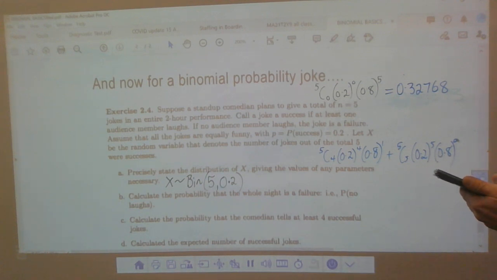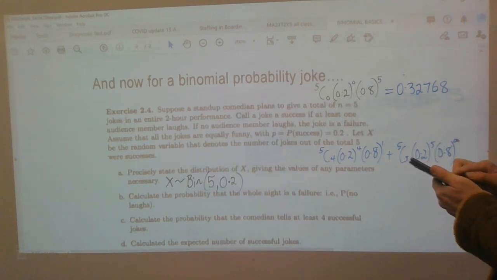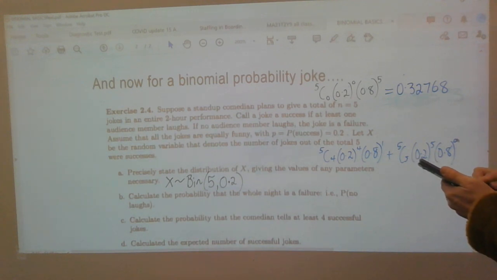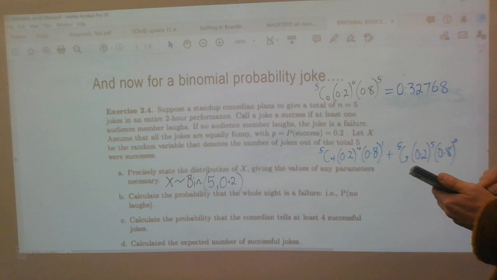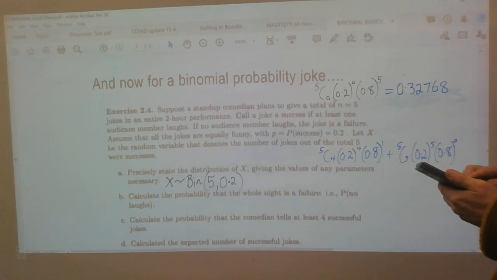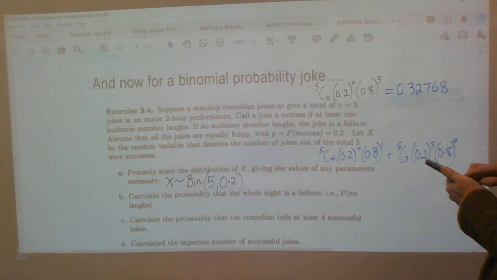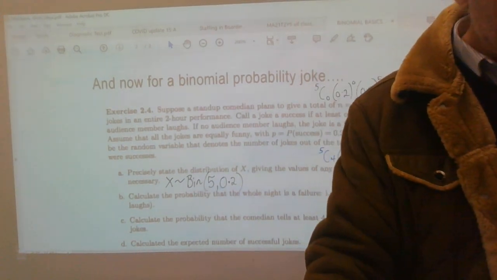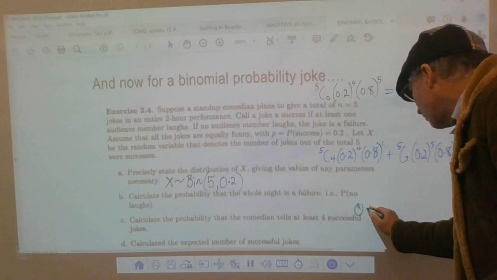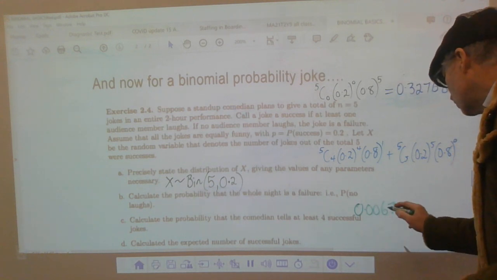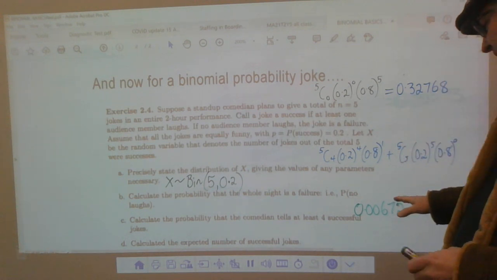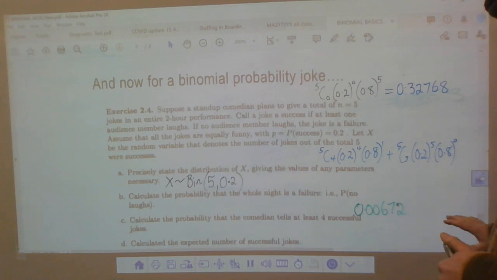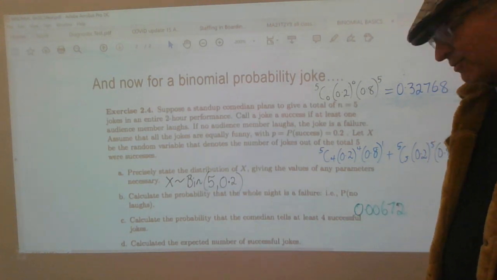So 5C4 times 0.2 to the power of 4 times 0.8, plus, now that's 1 and that's 1, so I just need 0.2 to the power of 5. And I get 21 on 3125, which is 0.00672. That's a 0.7% chance, not even a 1% chance of 4 successful jokes through the night.